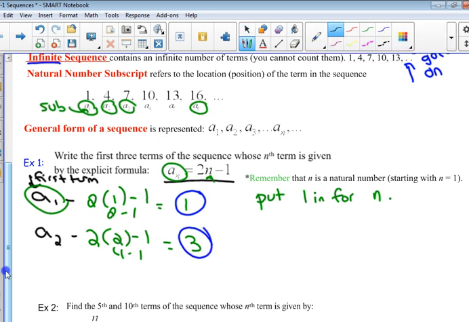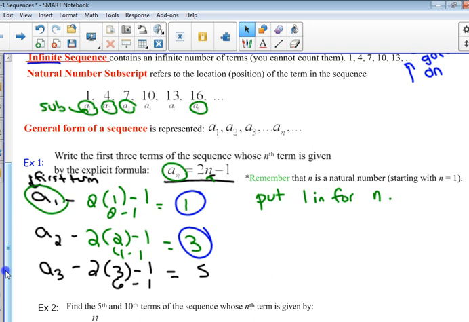Now, if we want to find the third term, anybody have an idea what we're going to do? A sub 3. And where we see an n, we're going to put a 3 in now. 2 times 3 is 6, minus 1 is going to give us 5. Now, basically like substitution.